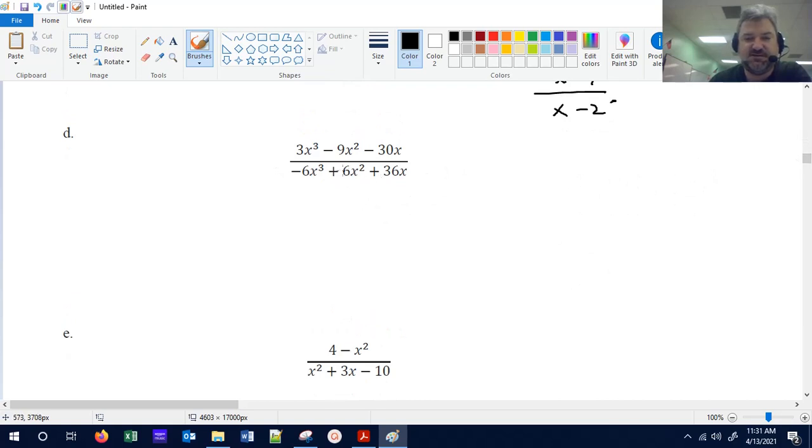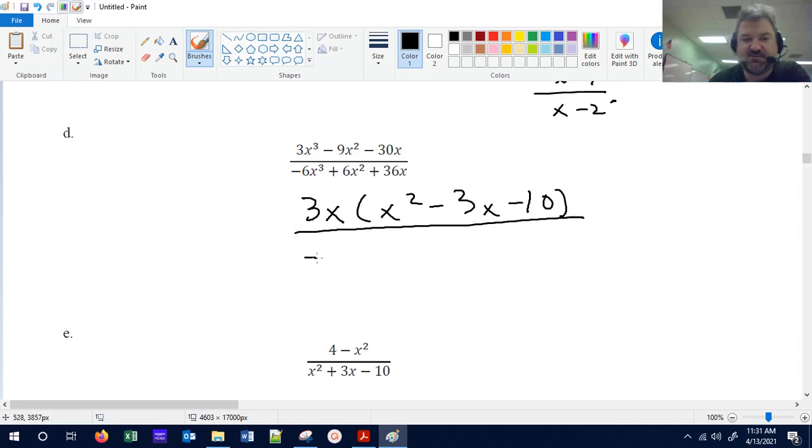Let's take a look at D. In the numerator here, I can factor out a 3x, which would give me x squared minus 3x minus 10. In the denominator, I'll go ahead and pull out a negative 6x, giving me a positive x squared minus x minus 6. Here, the x's can reduce, and this can reduce to a negative 1/2.